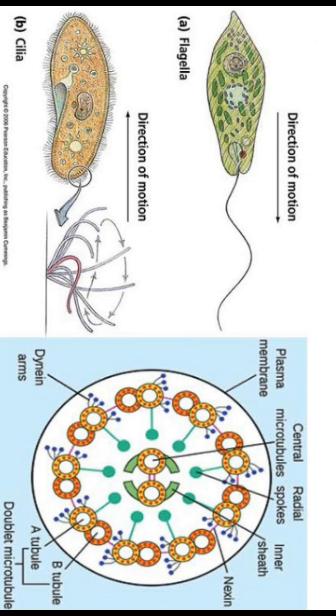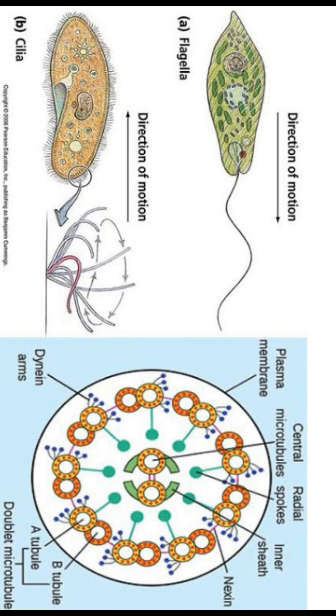Cilia and flagella are emerging from the plasma membrane. This is a very important concept for the NEET examination. Please write down: from which cell organelle, from which location, are cilia and flagella emerging? The plasma membrane, not from the cell wall. Make sure this point is clear to everybody.